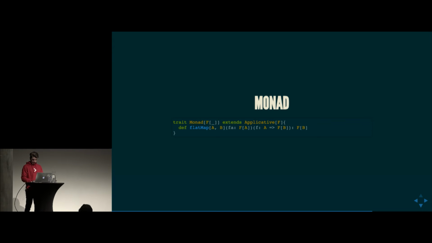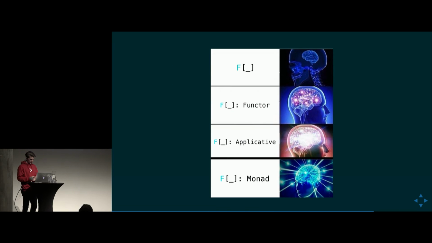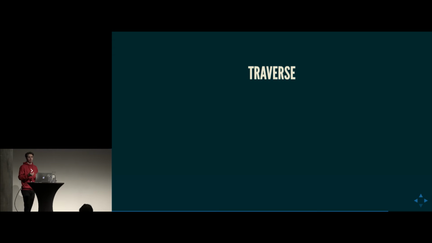So to visualize this structure, here's an image. So F gives you basically nothing. Functor gives you working inside a computation or a result of a computation. Applicatives allows you to compose independent computations, and Monad allows you to compose dependent computations, like computations that depend on each other.